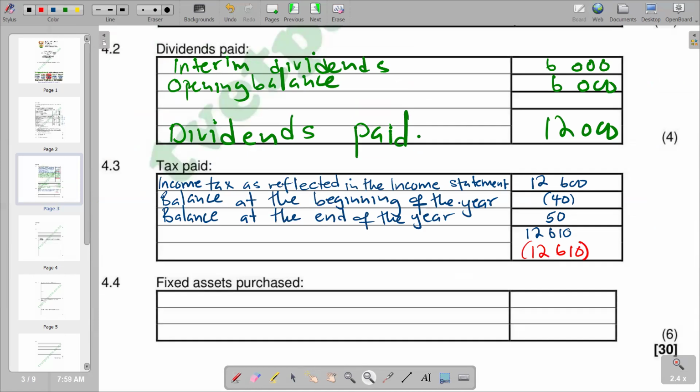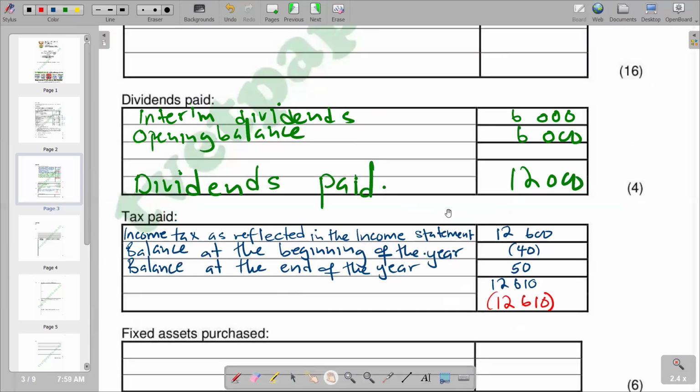So going forward, you'd also see that dividends paid again indicates an outflow, which means our 12,000, as we go to the statement of cash flow, we should also show it as a negative, because as we are paying dividends, it's an outflow. So we can take note of that.